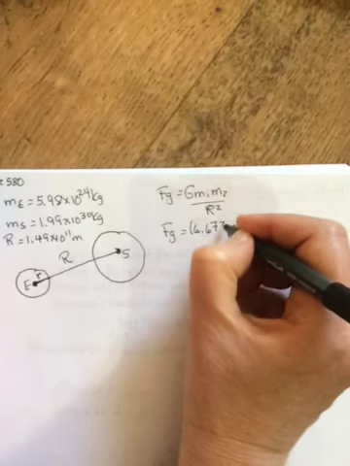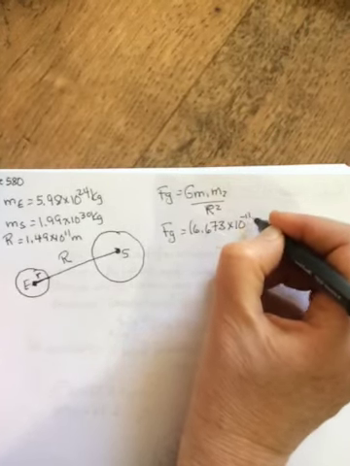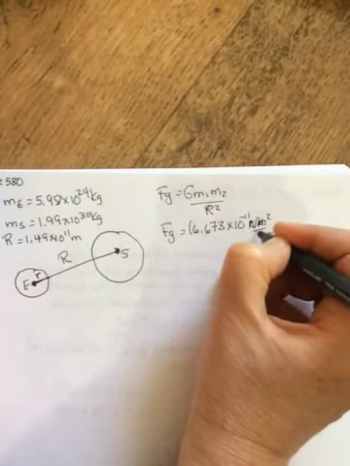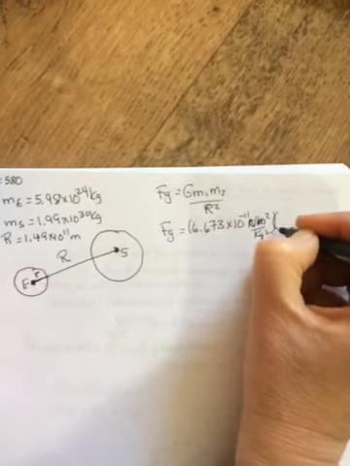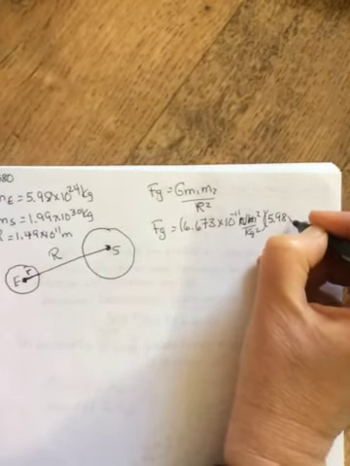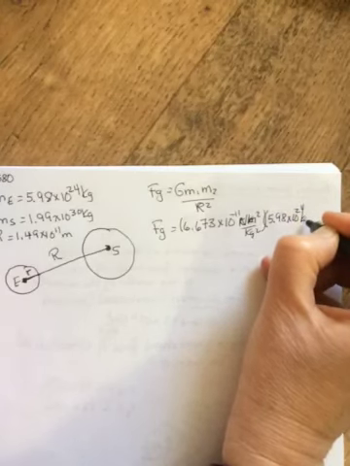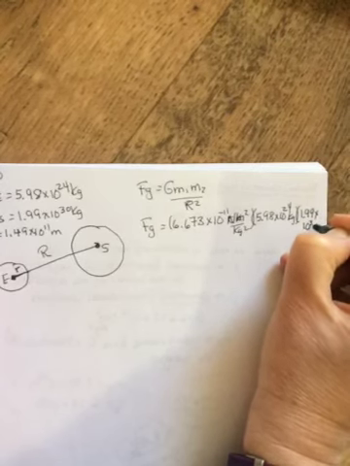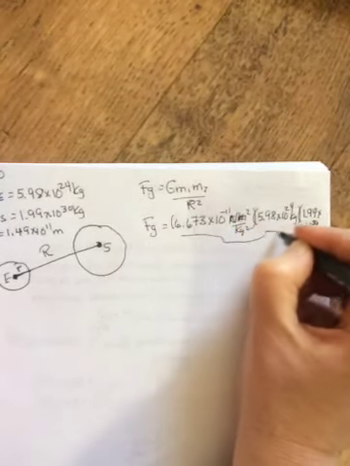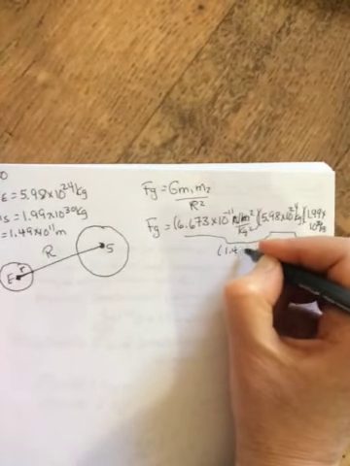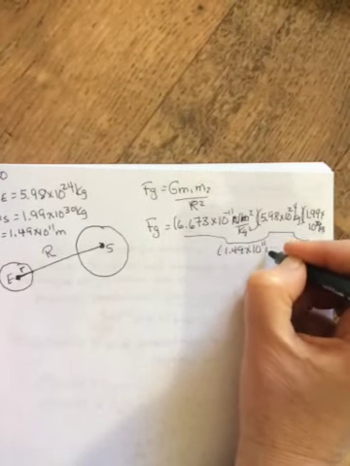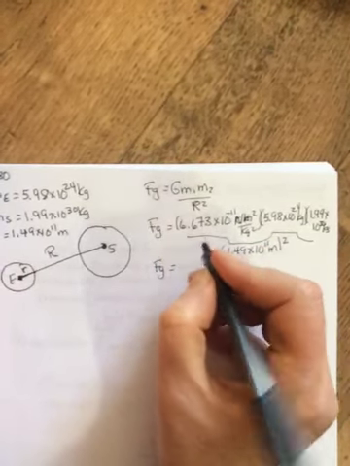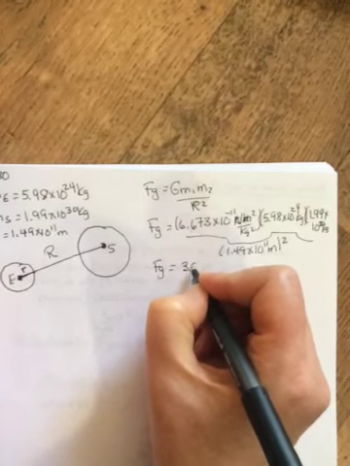So G is 6.673 times 10 to the negative 11 Newton, whoops, be good if I get my units right, meters squared per kilogram squared. One mass is 5.98 times 10 to the 24th kilograms, and the other is 1.99 times 10 to the 30th kilograms. And then that is over the R, 1.49 times 10 to the 11th meters, and it's squared. The most common mistake: you write it down but forget to square it when you're typing it in your calculator.